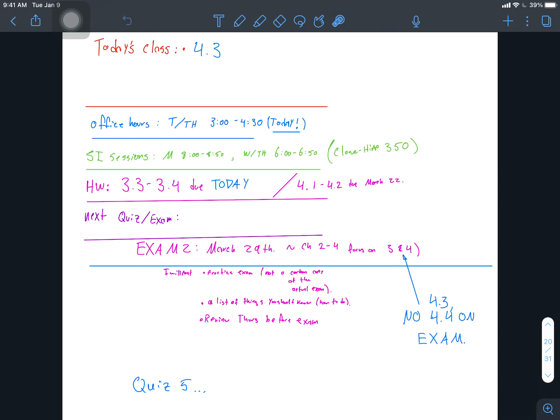So that means we need to know, from chapter 4, how to find critical points, how to use the first and second derivative test to identify local mins and local maxes, and how to find inflection points. Okay, but we're not going to have global maxes and mins on the test, which is what we're going to learn today. So that's the exam. It's 1 week from today.